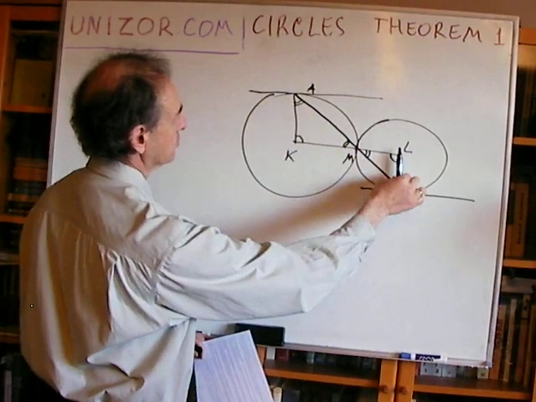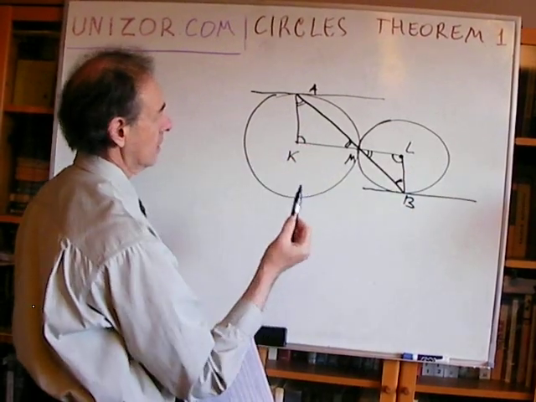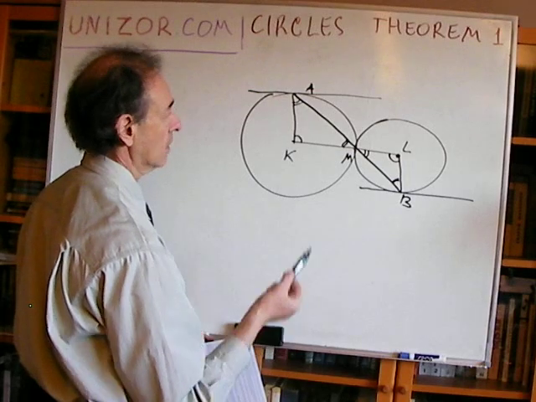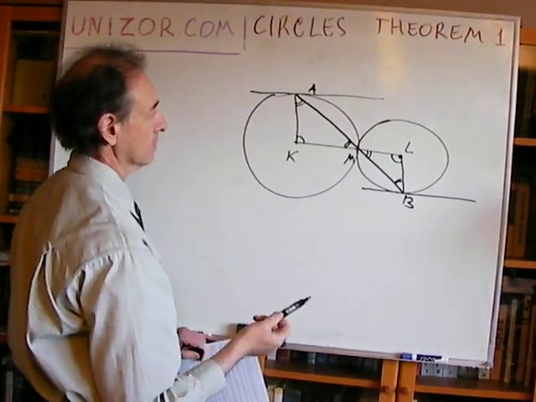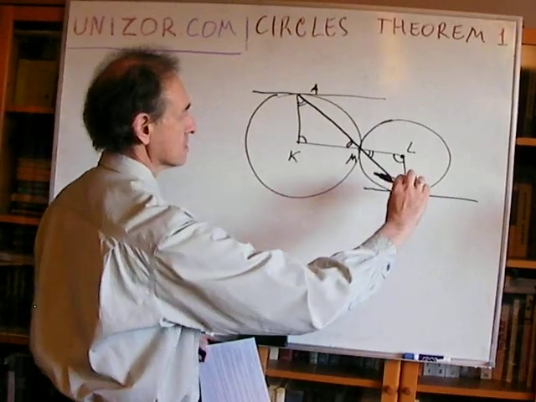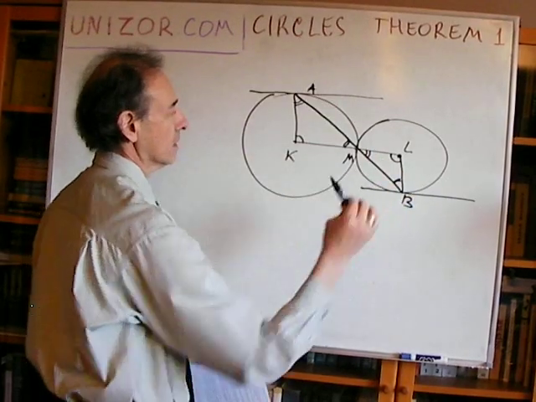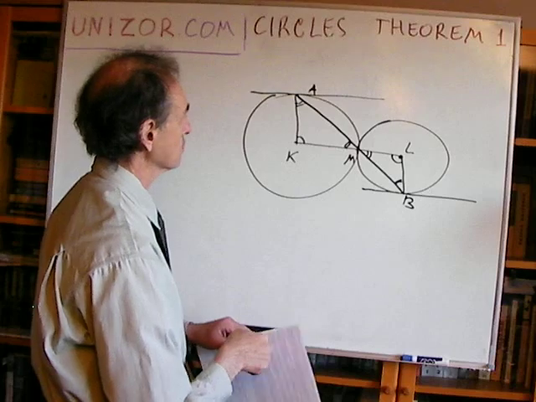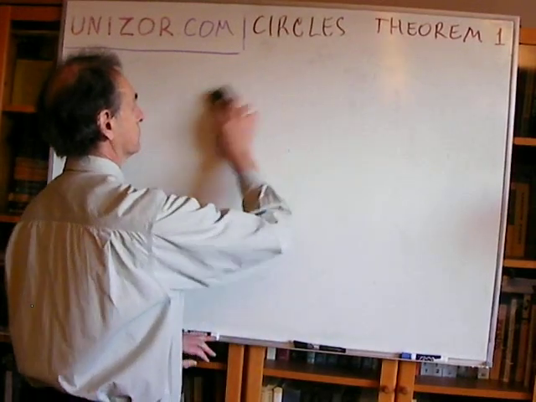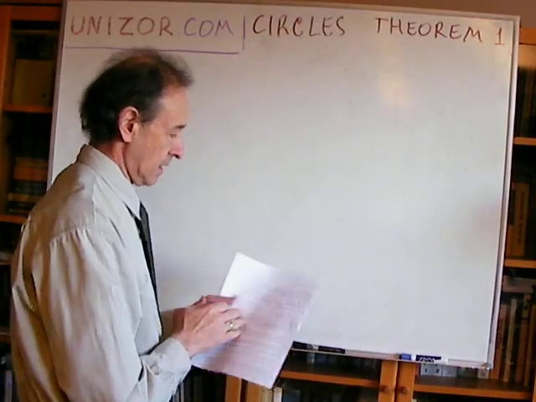Because AK and LB are two lines, KL is a transversal. And since these angles, which are again alternate interior, are equal to each other, that proves the parallelism of the lines. But now these lines, these two radii, are perpendicular to two tangents. Since these are parallel, then the lines perpendicular to two parallel lines are parallel among themselves. So that proves the parallelism of two tangents. Okay? Okay, that's done.